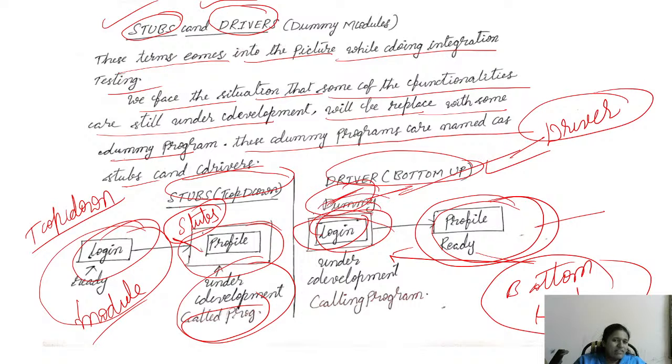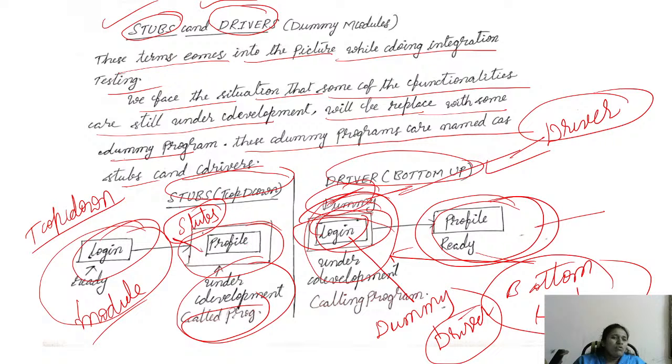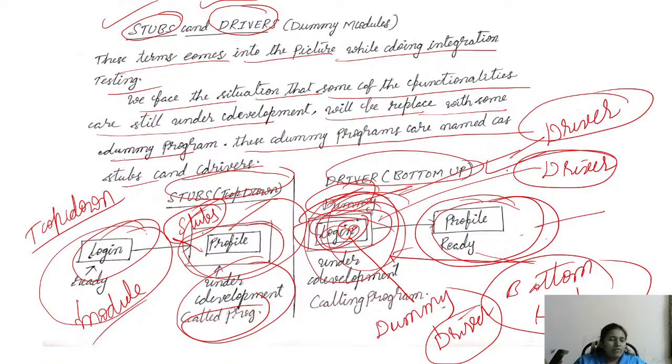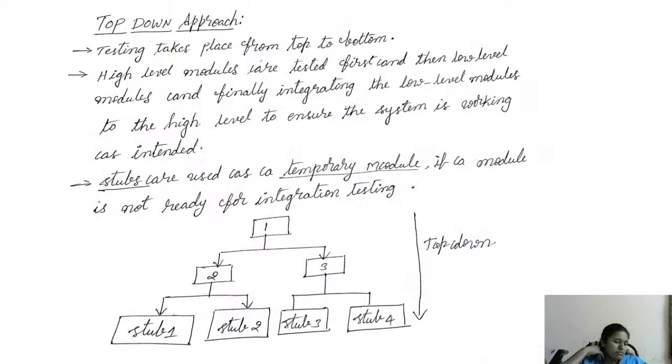The driver is not ready, that's why we are using a driver here. In the place of login, we are using a dummy module. That dummy module is called a driver. When the down modules are not ready, they are called stubs. In bottom up, the login module, whatever is there at the first, is not ready. Those dummy modules are called drivers. These are important terminologies, friends. Please remember these also. Next, we will see what is the top-down approach.